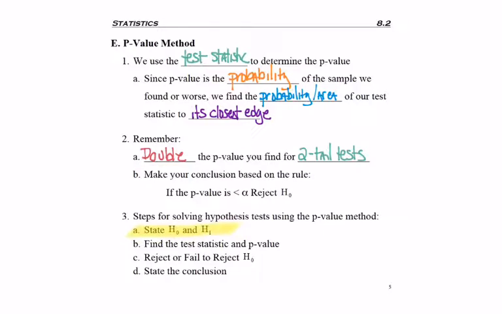We're going to start by stating the null and alternate hypothesis. We're going to find our test statistic. We'll use that to find a p-value. Then we compare alpha to our p-value, so we can reject H0 or fail to reject H0, and then state our final conclusion as a complete sentence.